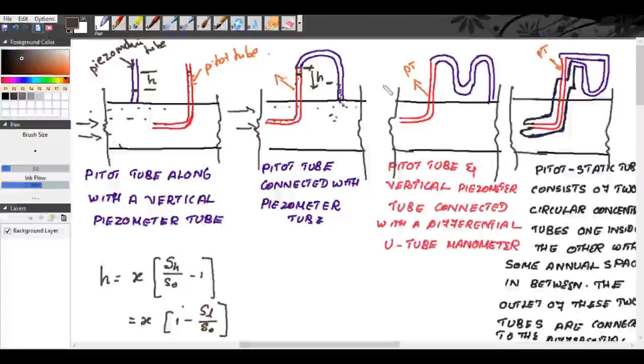Now, the third case: there will be a Pitot tube and a vertical piezometer tube connected with a differential U-tube manometer. So you have a Pitot tube, you have a piezometric tube, and this is connected to a U-shaped differential manometer.